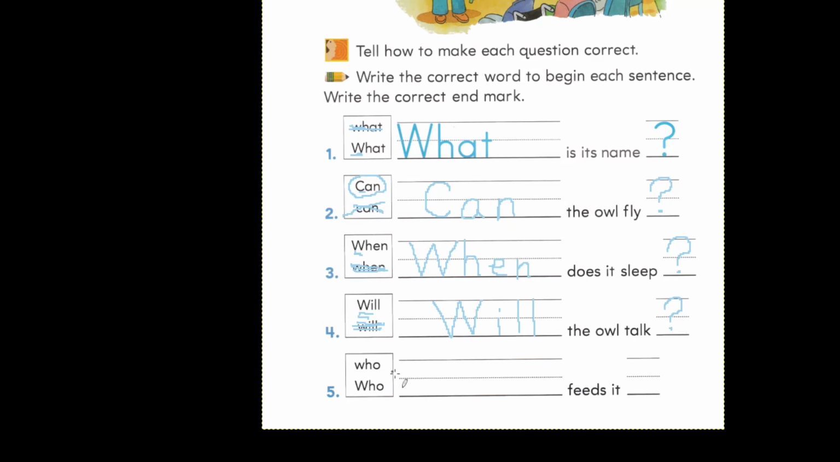Now let's see. Who feeds it? Well, our first rule started with an uppercase letter, so this will not work. This is the one that we need. Who, W-H-O. Who feeds it? And then we end it with a question mark. Very easy, right? So what did we learn today?